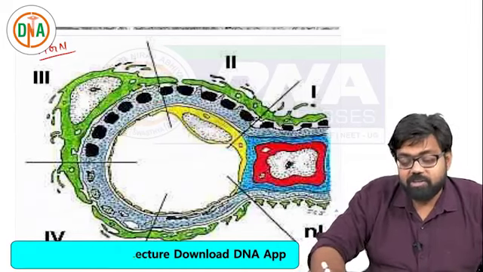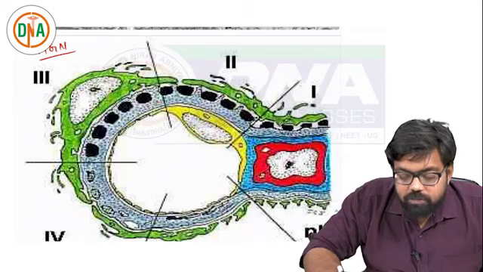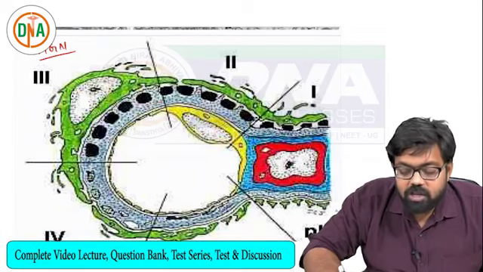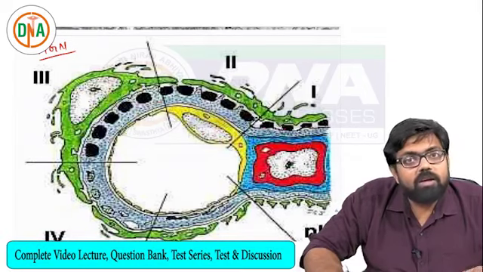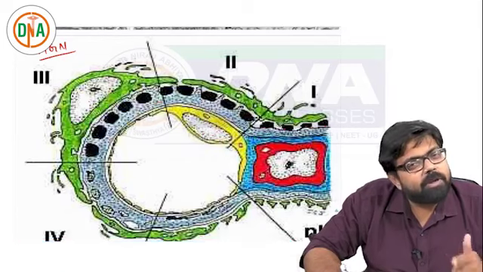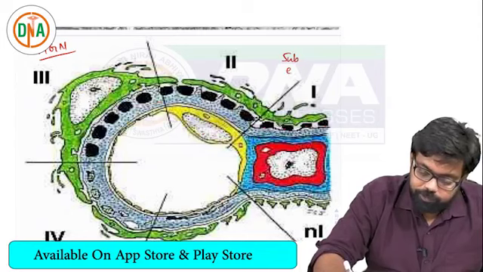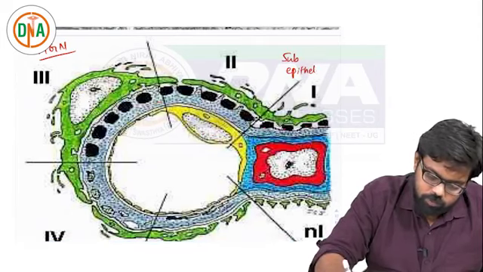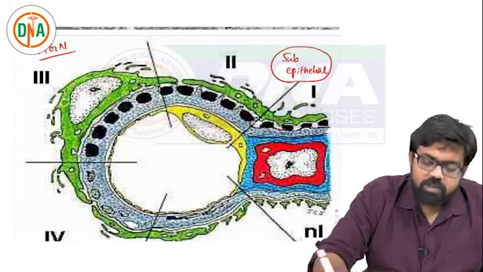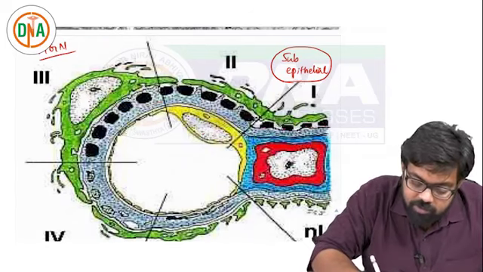Let's see what happens in stage 1. So stage 1, what is this black thing? It is a deposit. The deposit is seen only in between a visceral epithelial cell and a basement membrane, which makes it subepithelial. Very good. So initially you have a subepithelial deposit.